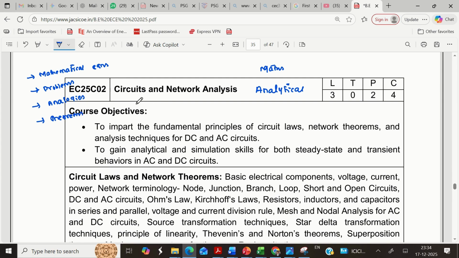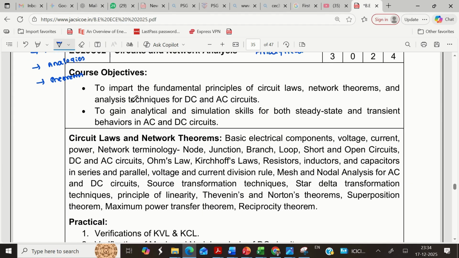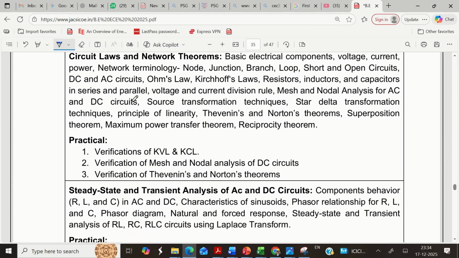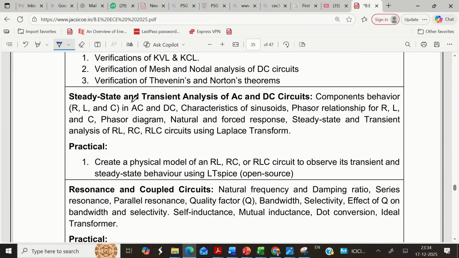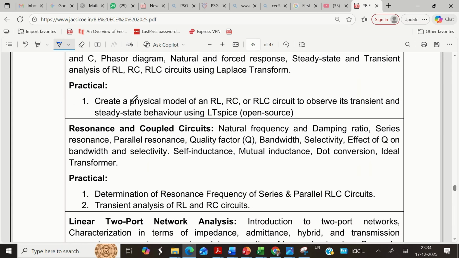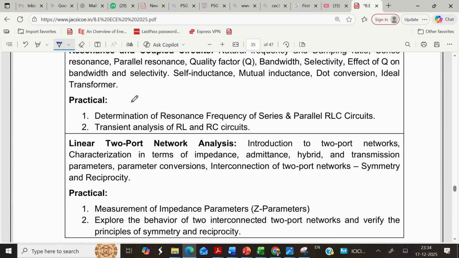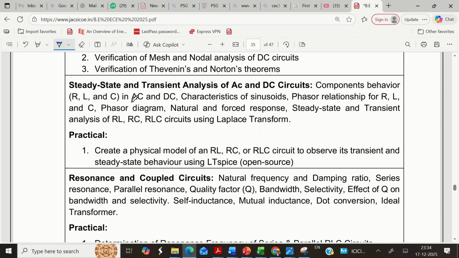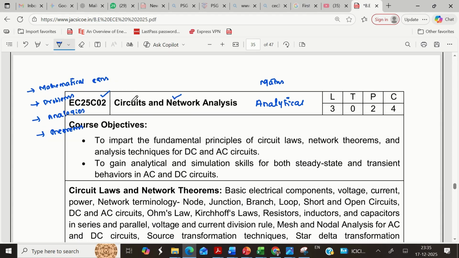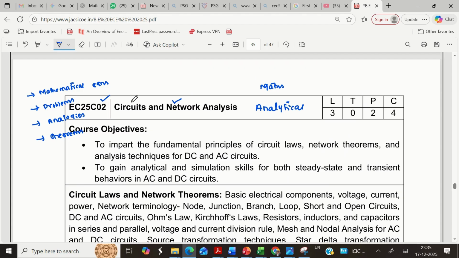This curriculum, EC25C02, is your course code, and the course title is Circuit and Network Analysis. You are going to study this course with 5 units. The units are named Circuit Law and Network Theorem, Steady State Analysis and Transient State Analysis of AC and DC circuits, Resonance and Coupled Circuits. A small change: it is not 5 units, it is 4 units, and the fourth one is called Linear and Two-Port Network.